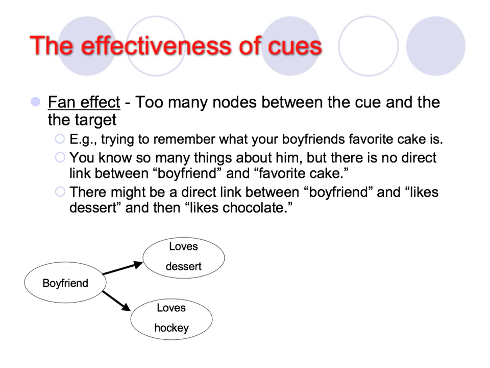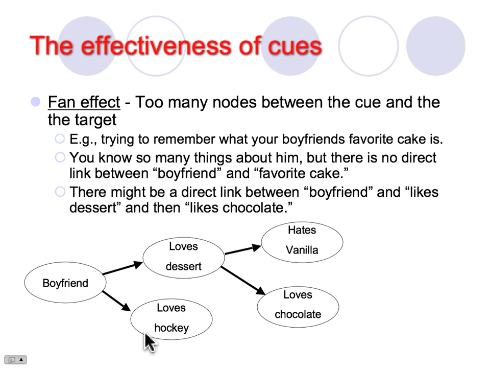So you know he loves dessert, but he also loves hockey. So you know he loves chocolate. You know he hates vanilla. So it's a pretty safe assumption to say he likes chocolate cake. But the point I'm trying to get across here is that sometimes the relationship between the cue and the target, boyfriend and chocolate cake, has many links in between them. And it's not necessarily a direct link, which might make it difficult to retrieve that memory. And that's called the fan effect.